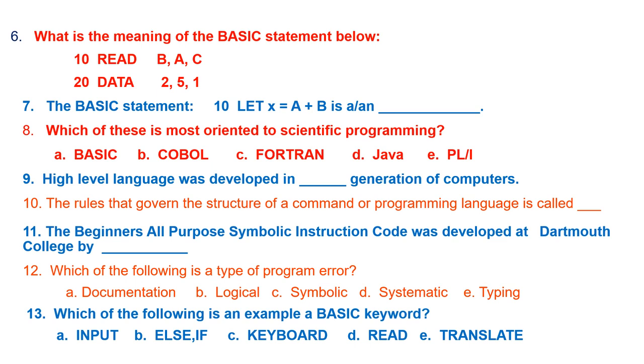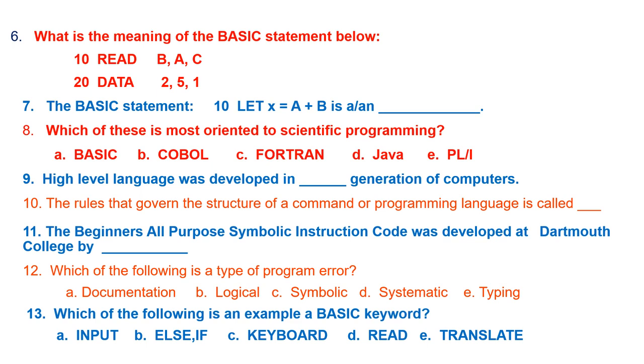Now, number 9, high-level language was developed in dash generation of computers. The high-level languages are actually the ones written in the human readable form that you and I can understand. So they came into existence when the third generation of computers were developed. So third generation brought about programming in high-level language.